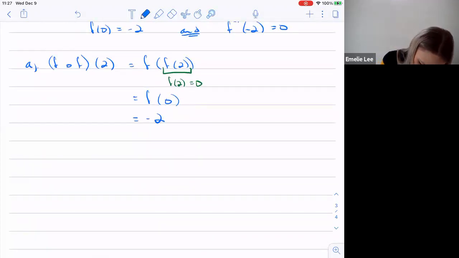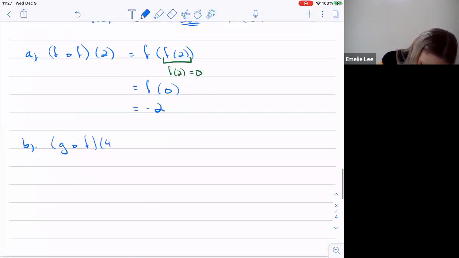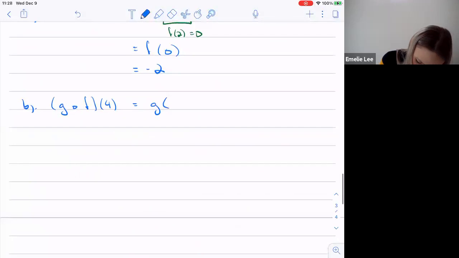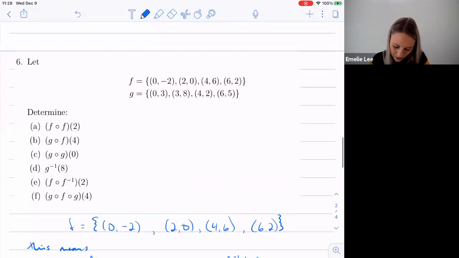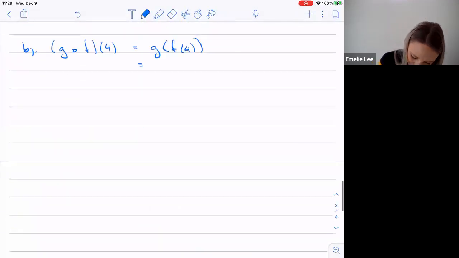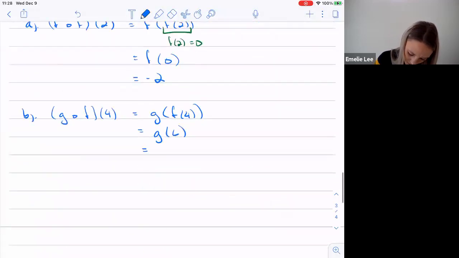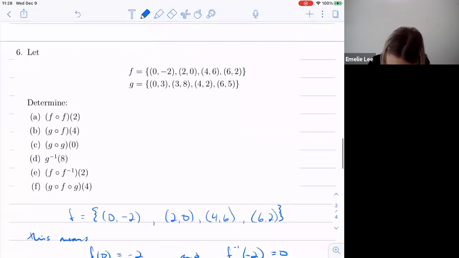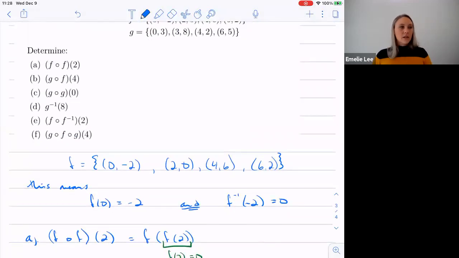So let's see here. B, g of f of 4 is g with f of 4 inside. So f of 4 is 6, and g of 6 is 5. I think I'm missing it. No, it's all there. Okay. I'll go through the next two, and even D is fine.